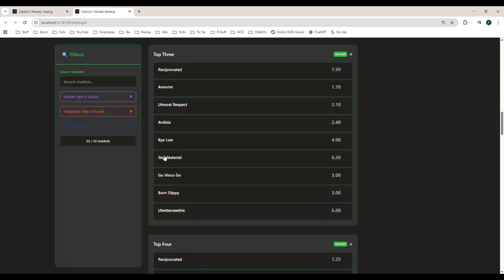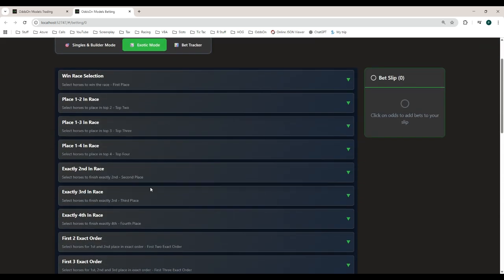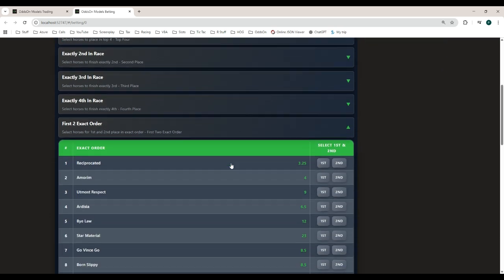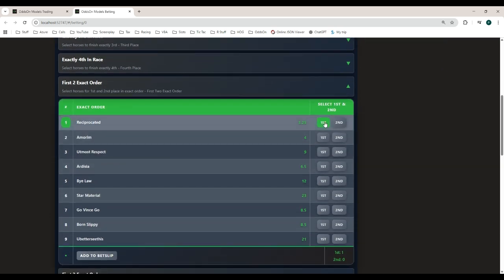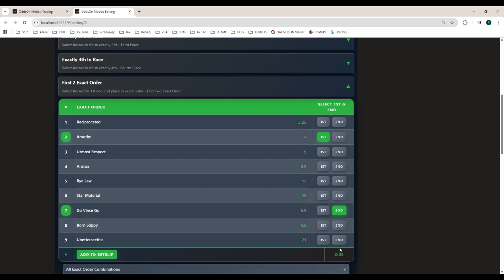So let's go to our exotics tab. Here's a nice way to do this. So I'm going to look at the first 2 exact order. So let's have a look at number 2 to beat 7. So that price is 29.